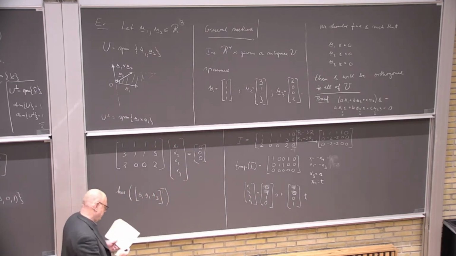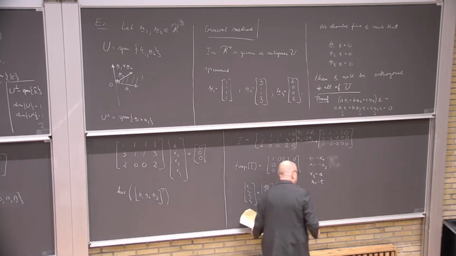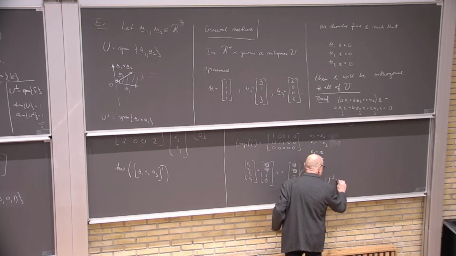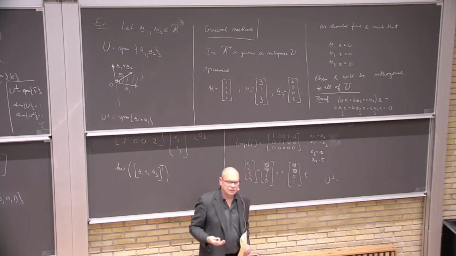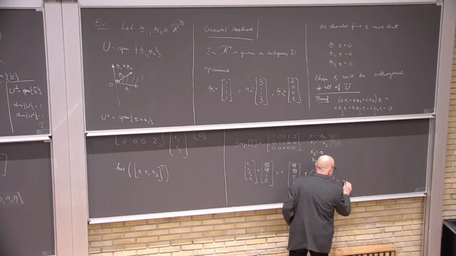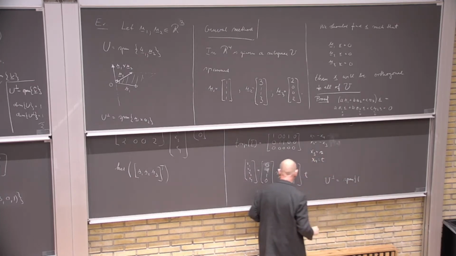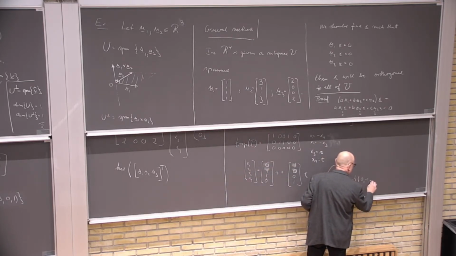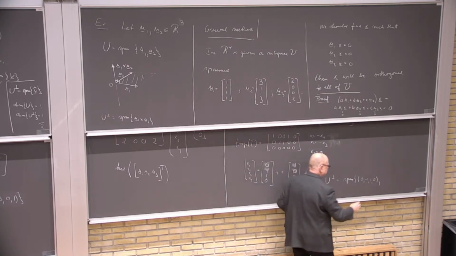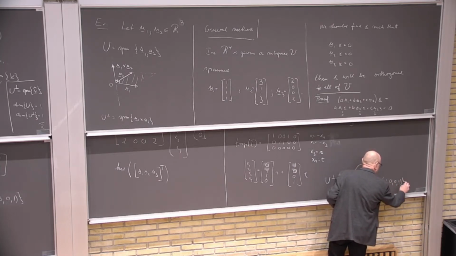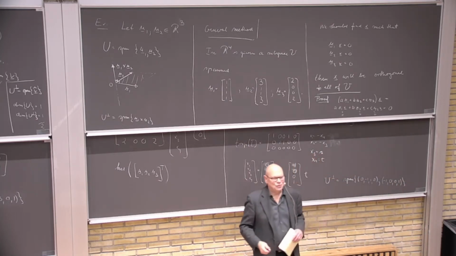So what you can see here is that the orthogonal complement is the span of these two vectors here. 0, minus 1, 1, 0. And then minus 1, 0, 0, 1. But what about U?